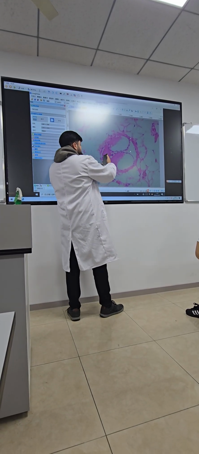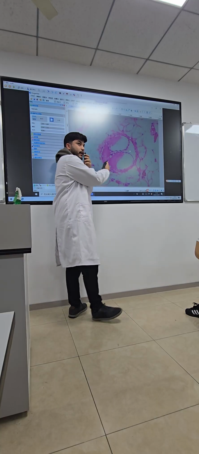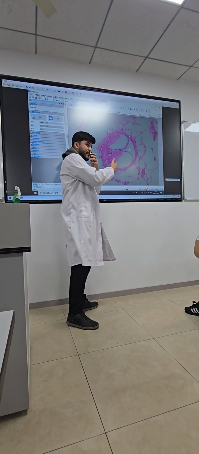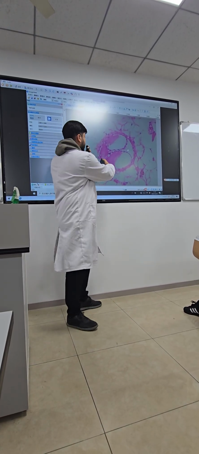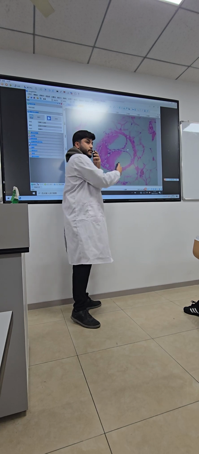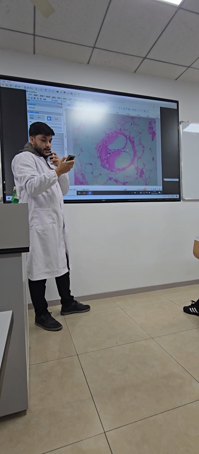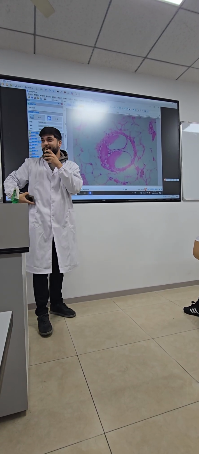And sometimes you can see the valve. In this photo we can see the valve, but in others maybe we cannot see this line that is called the valve. So this is all I have. Thank you very much.